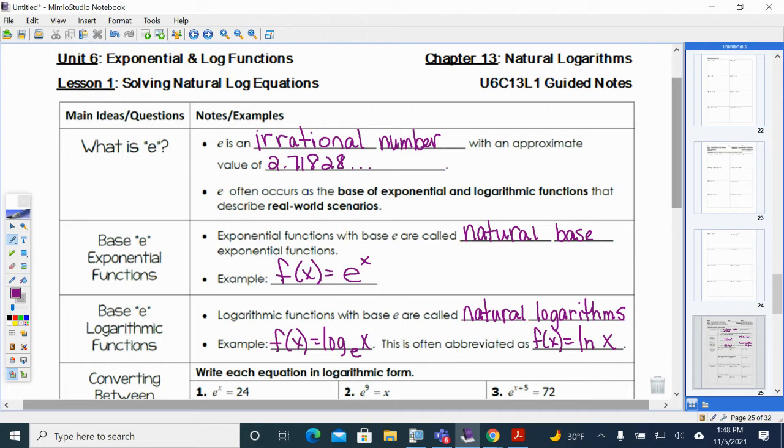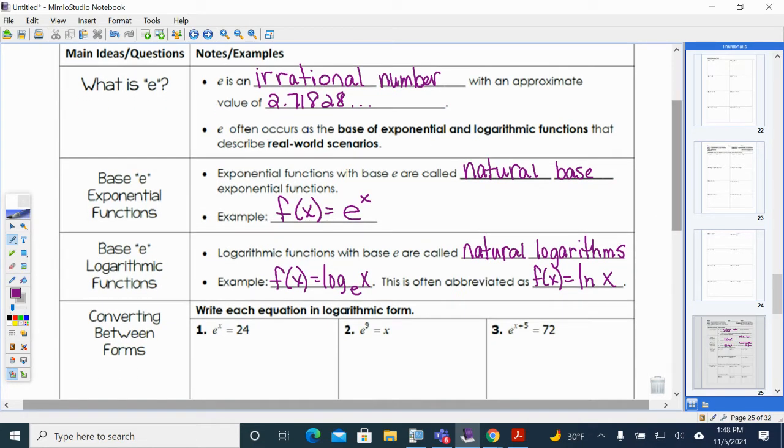We also have base e log functions. Logarithmic functions with base e are called natural logarithms. Example, f of x is equal to log base e of x. Now, we don't ever see it written that way. It is almost always abbreviated as f of x is equal to, that's an L and an N representing the natural log of x. So when we see an L and an N together, that means that we have log base e.